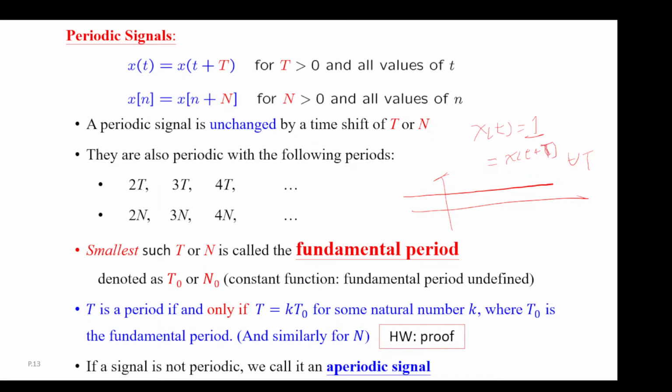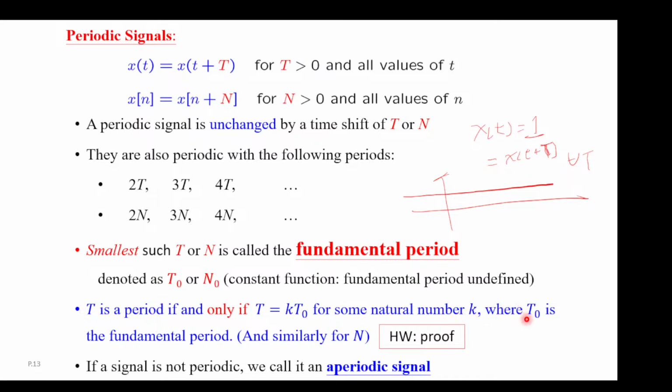That's the constant signal. But for all other signals, you can find the smallest big T or big N, and that's the fundamental period. And the fundamental period is very important, because once you find it, you can find all other periods. This is something you can prove in homework: T is a period, meaning T satisfies this, if and only if T equals K times T0, where K is a natural number.